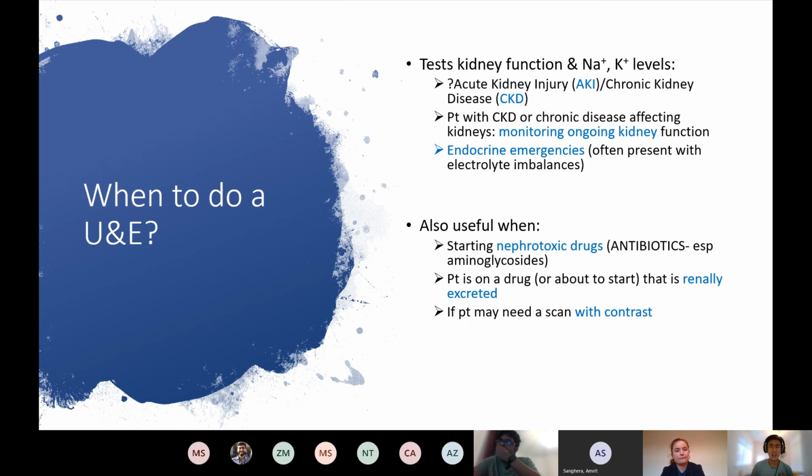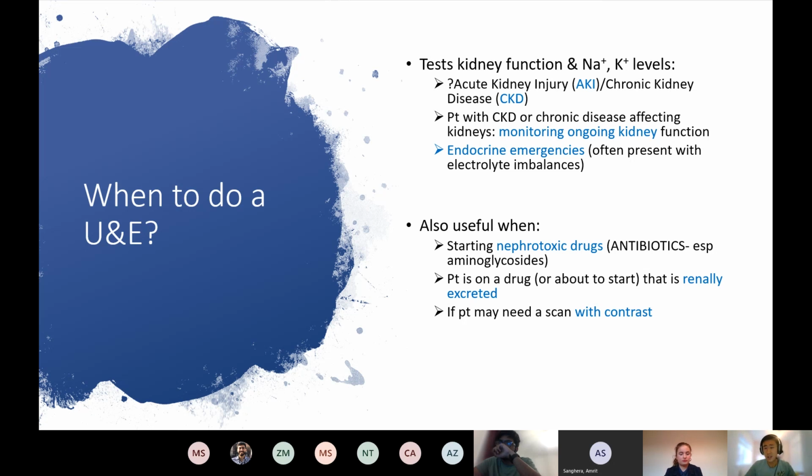Importantly, we talked about how there are lots of different systems in endocrine, which often regulates your electrolytes as well. So endocrine emergencies and other conditions have very characteristic changes in sodium and potassium levels, which we'll touch on another day. But it's also useful for other patients.